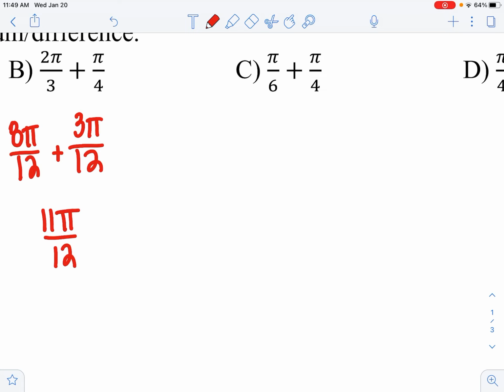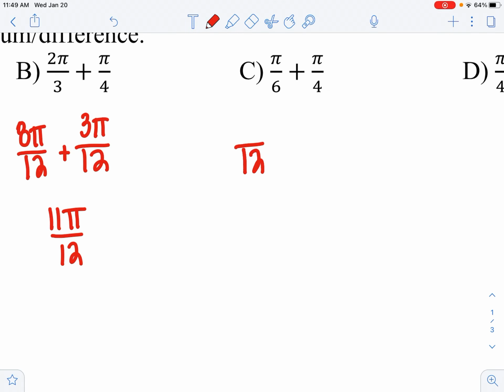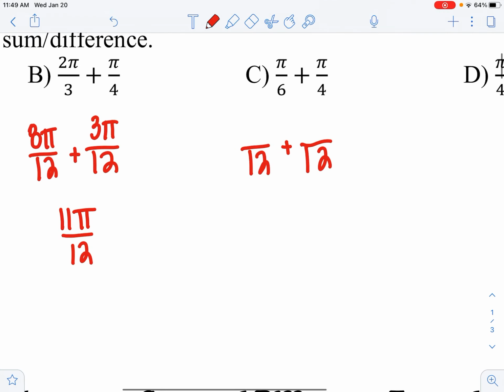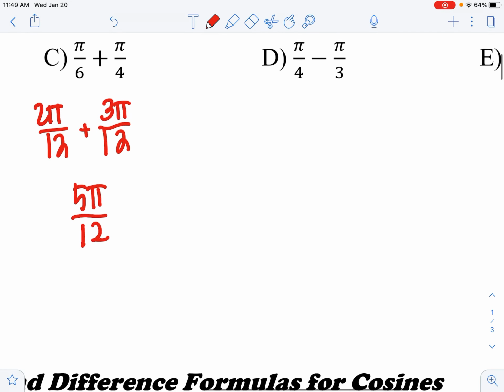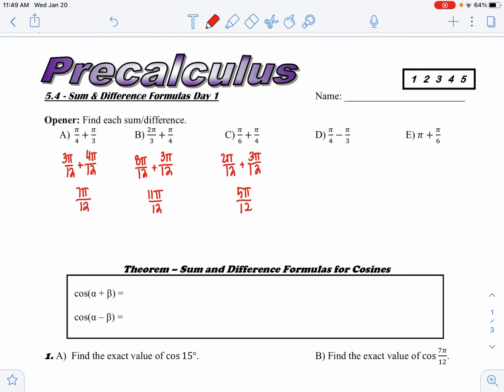All right, here I have pi over 6 and pi over 4. The least common denominator is 12 again, not 24. So it's not always the two multiplied. Multiply by 2 over 2. Multiply by 3 over 3. And you get 5 pi over 12. So if you're like, well, I got 24, but then you had 10 pi over 24, which simplifies to 5 pi over 12. So it's faster to get the least common denominator.